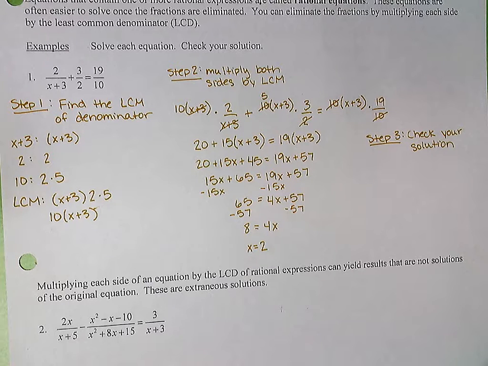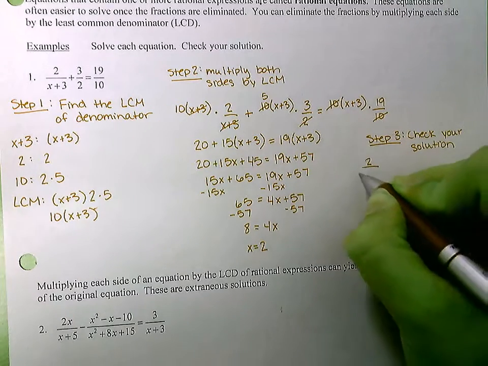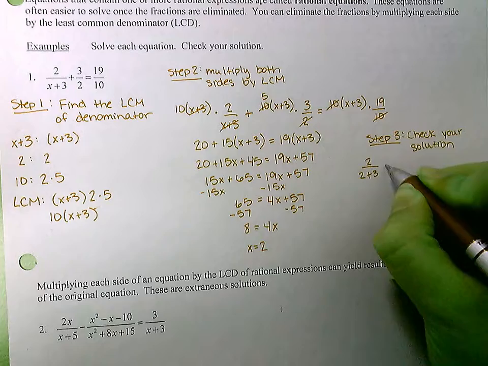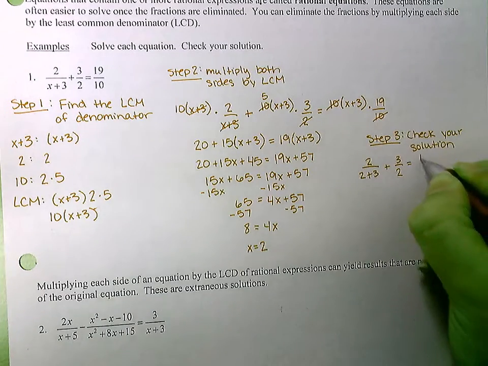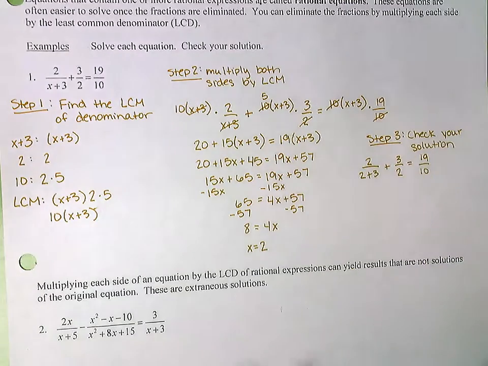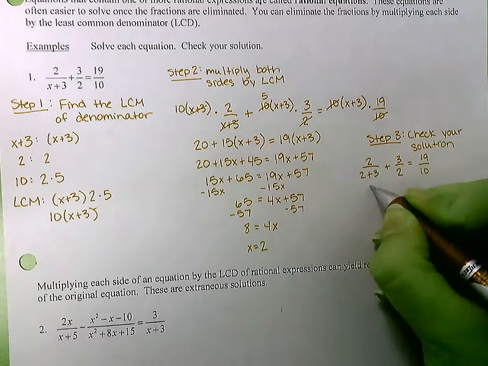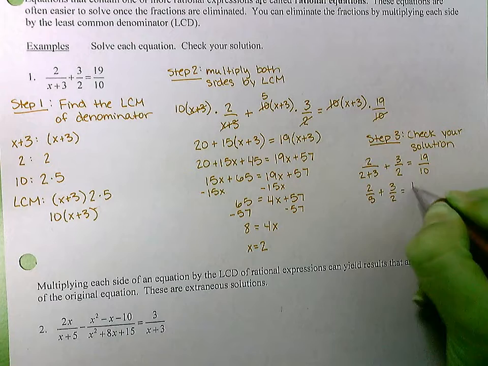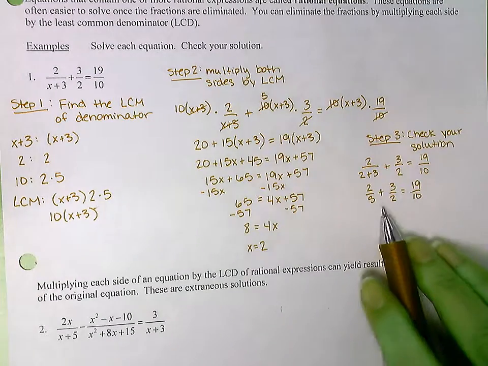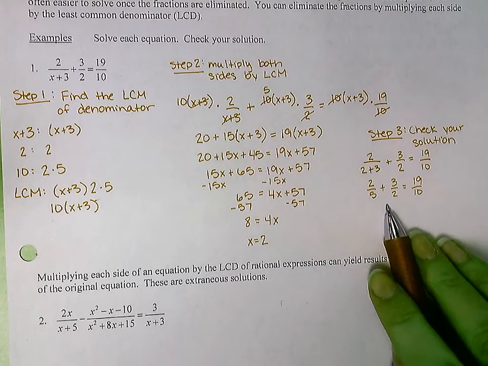So all you have to do to check is plug in 2 for x. So we have 2 over 2 plus 3 plus 3 over 2 equals 19 over 10. Okay, so we have 2 over 5 plus 3 over 2 equals 19 over 10. Now again, we need a common denominator here for 5 and 2. Well, that would be 10.